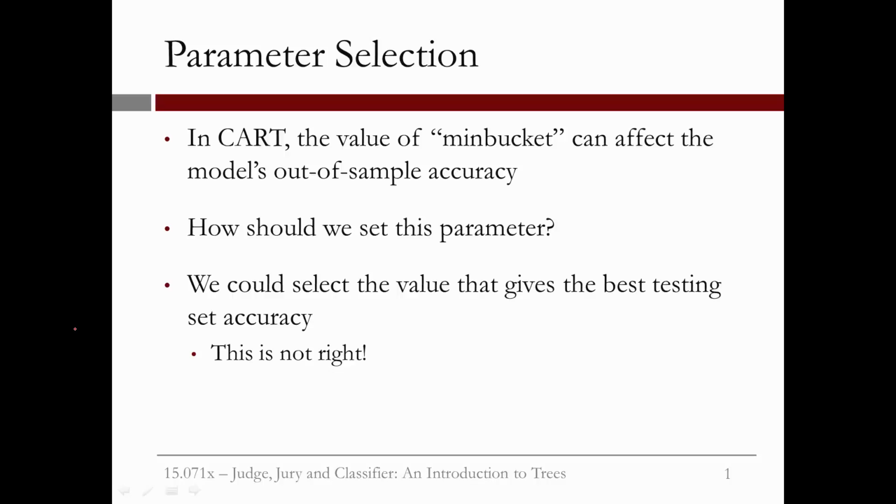We could select the value that gives the best testing set accuracy, but this isn't right. The idea of the testing set is to measure model performance on data the model has never seen before. By picking the value of min-bucket to give the best test set performance, the testing set was implicitly used to generate the model.